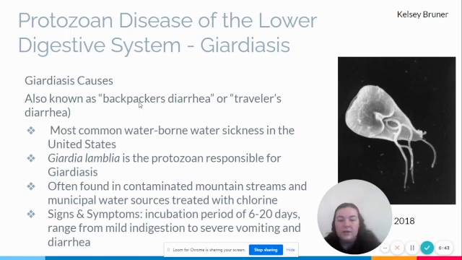There's an incubation period of 6 to 20 days, and it can range from mild symptoms of indigestion and gas all the way to severe, which would be vomiting and diarrhea.